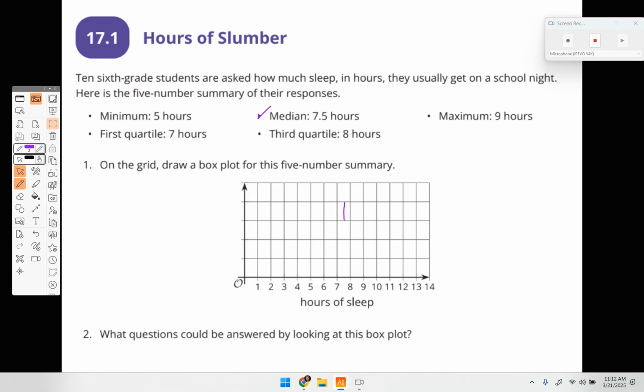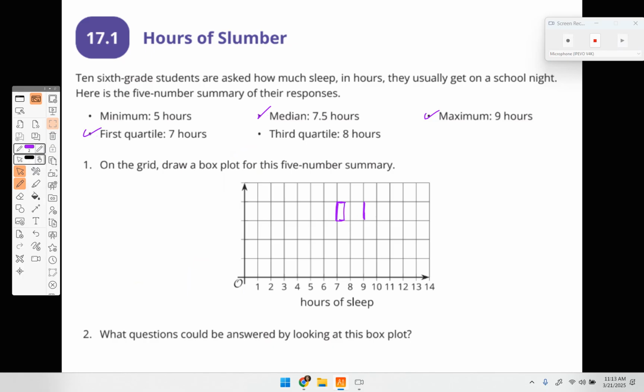Tegan. Maximum is 9. So what can I do on 9 right now? I can draw my end cap, my whisker. Yep. What else can I do, Trevin? Get the first quartile. Yeah, the first quartile is going to land where? 7. So I'm going to go ahead and draw a line right here at 7, and I can actually make the box and connect it to quartile 2.